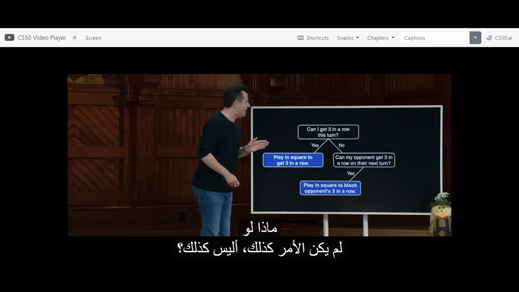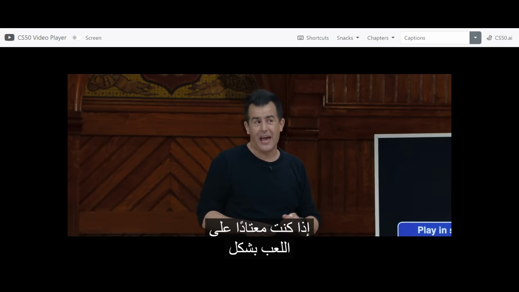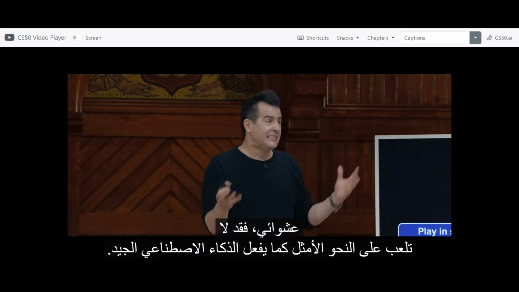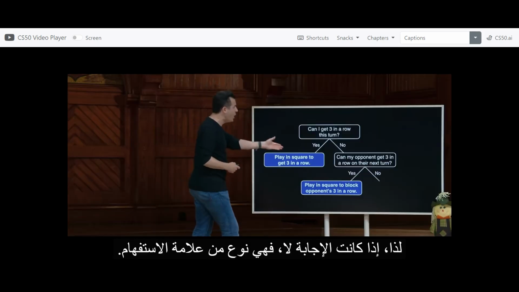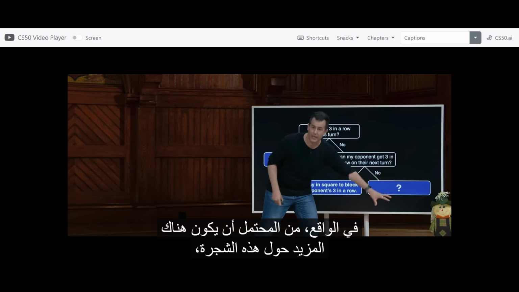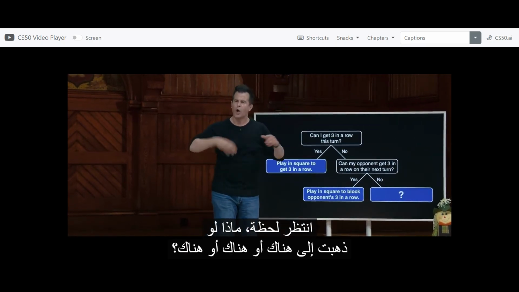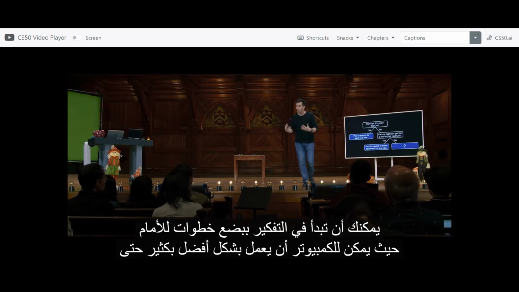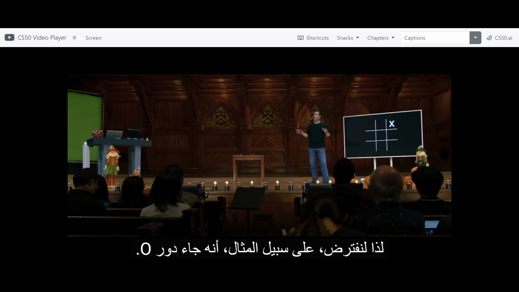What if, though, that's not the case, right? What if there aren't even that many X's and O's on the board? If you're in the habit of just kind of playing randomly, like you might not be playing optimally as a good AI could. So if no, it's kind of a question mark. In fact, there's probably more to this tree because we could think through, what if I go there? Wait a minute, what if I go there or there or there? You can start to think a few steps ahead, as a computer could do much better even than us humans. So suppose, for instance, it's O's turn.